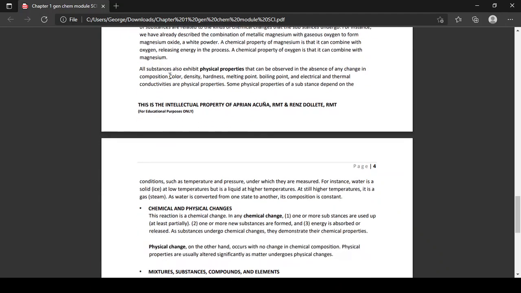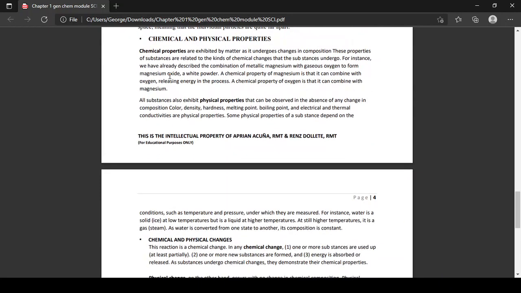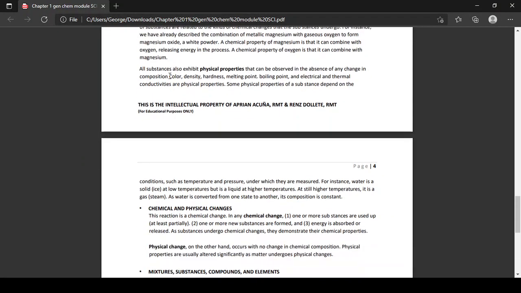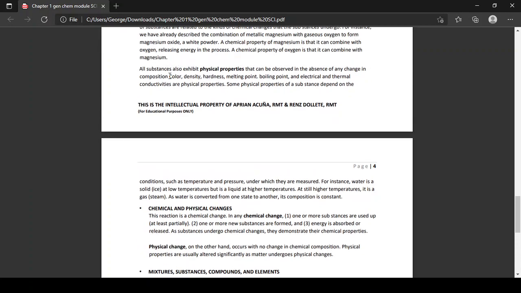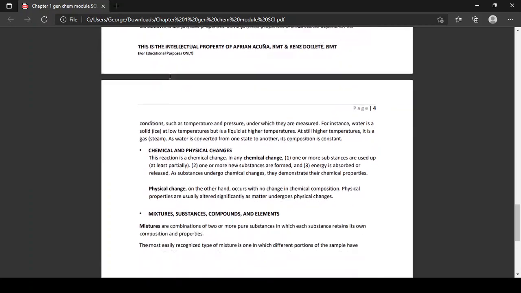Correct. So kids, you get how to identify chemical and physical properties. If chemical, the composition of the substance itself changes. If physical, you can observe it in the absence of any change in its composition. Therefore, if it froze, dried, melted, boiled, or changed color, that is a physical property, because its composition is still the same.